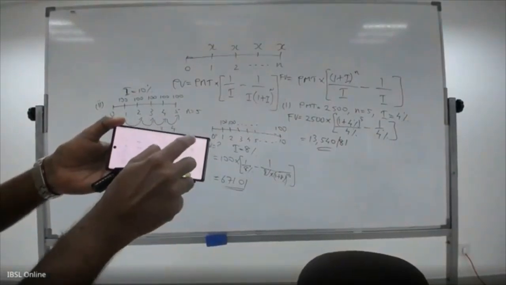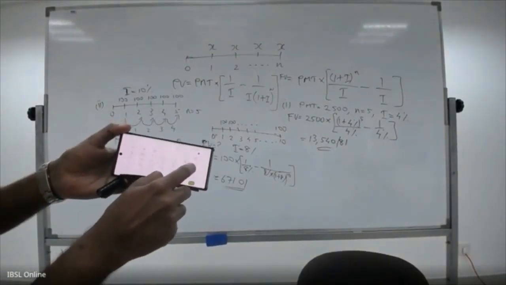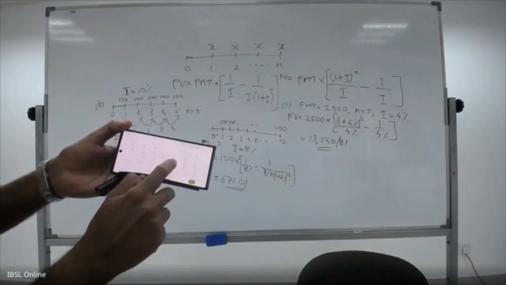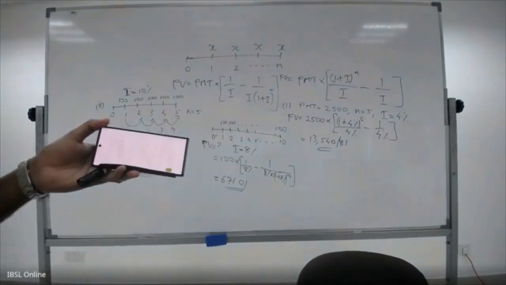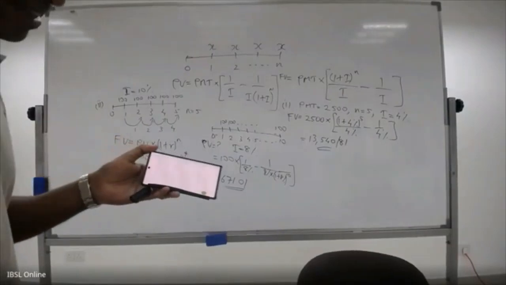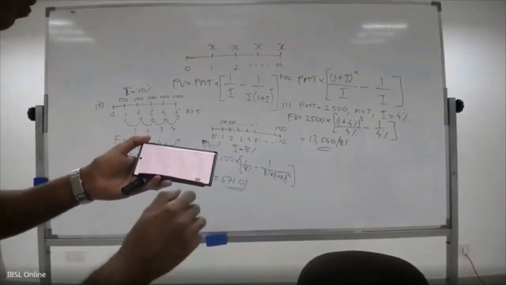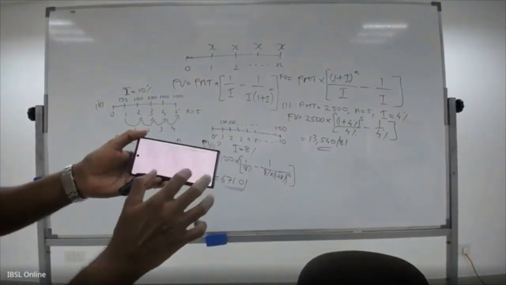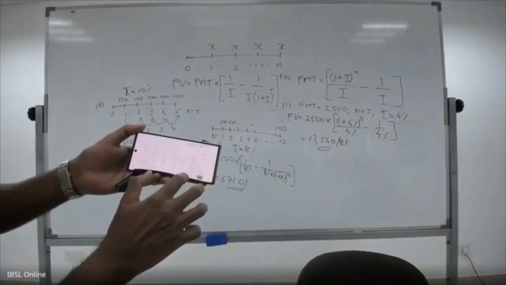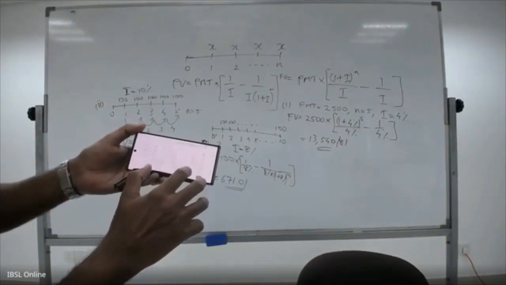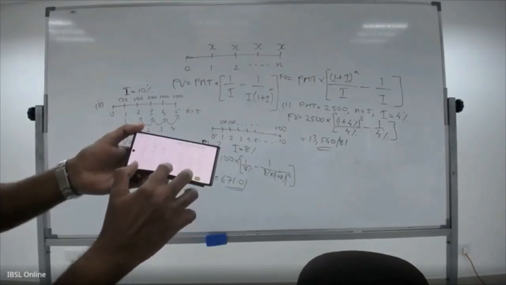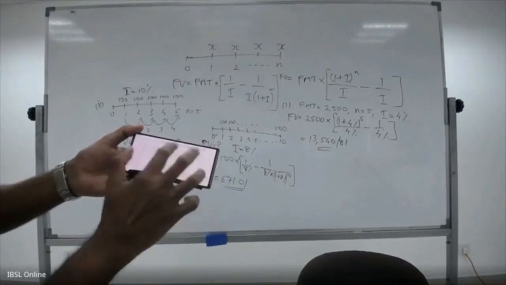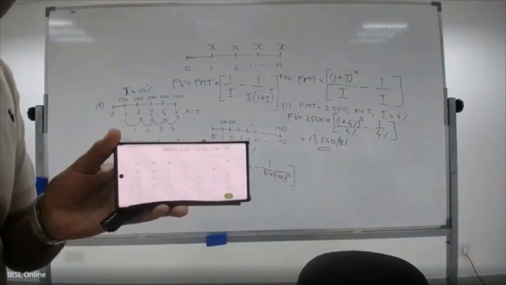Okay, so you write 100, then you put the bracket, right? In between you put 1 divided by 8%, which is 0.08, minus 1 divided by 0.08, divided by 1.08 to the power 10. That's how you get it.